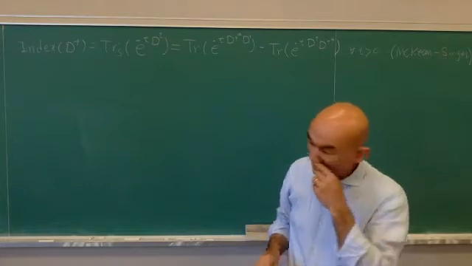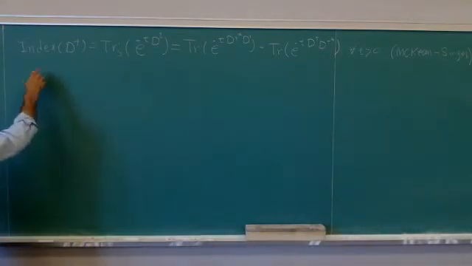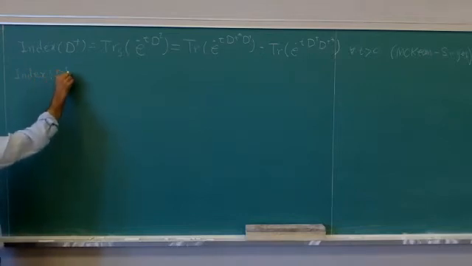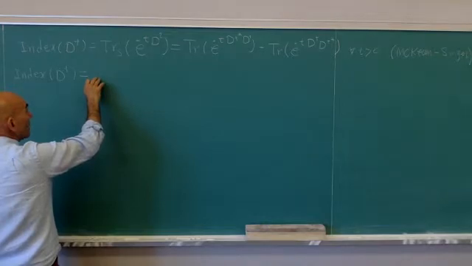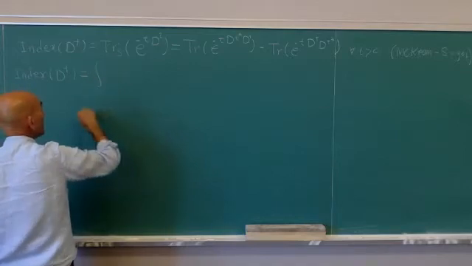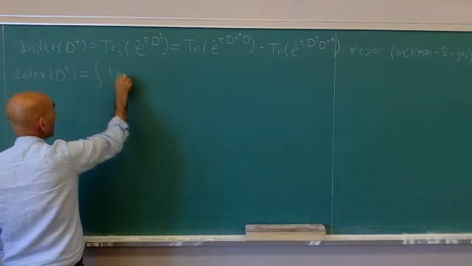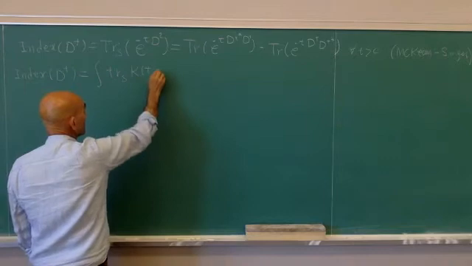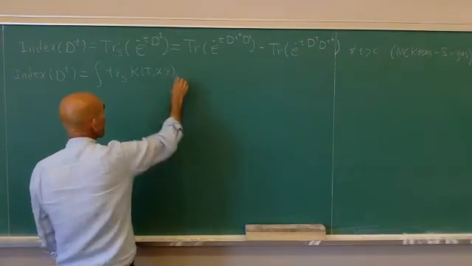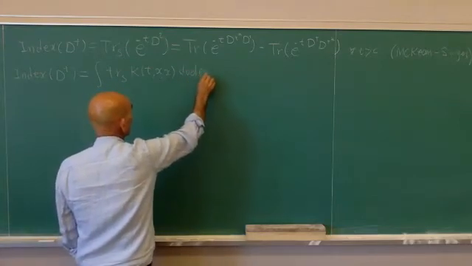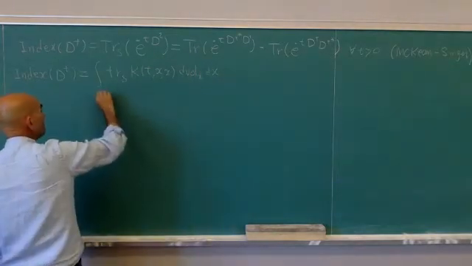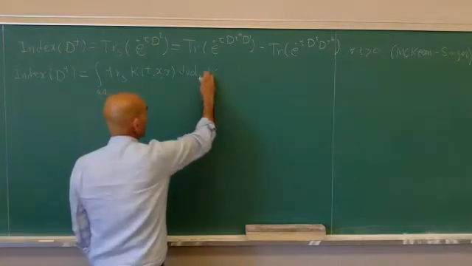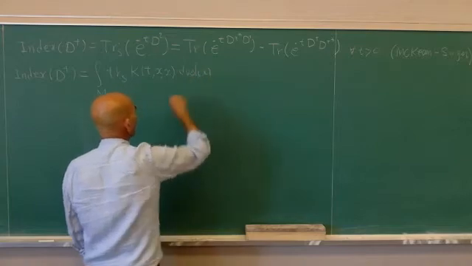So then, using kernel expansions, it follows that we can just write index of D plus as the integral of the little trace of K_t(x,x), the volume of x, I mean dx, over M. Well, let's just write it because this is a differential form, really. That's an n-form.